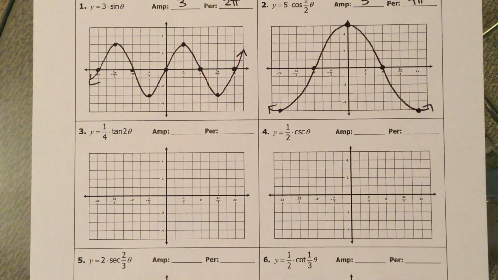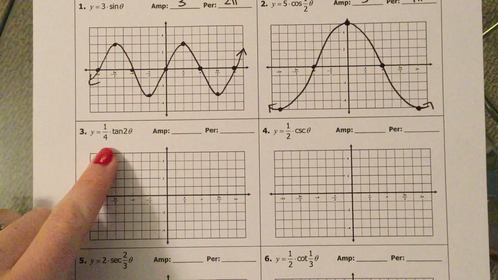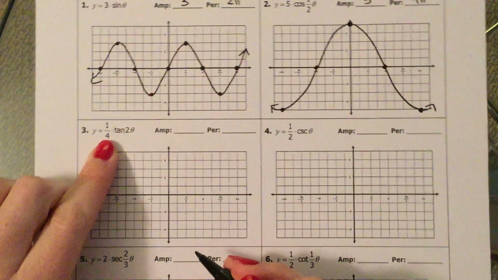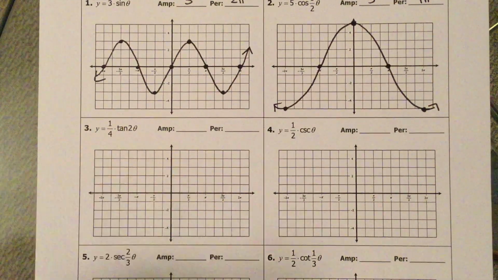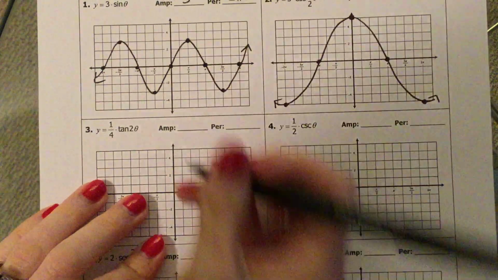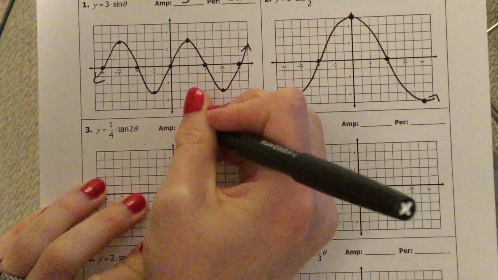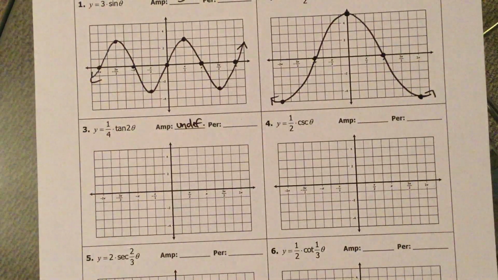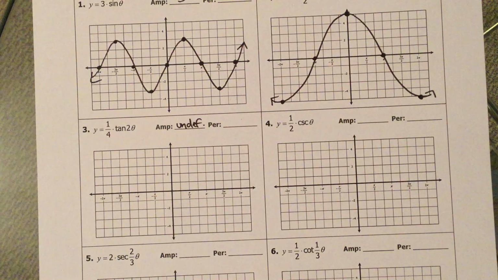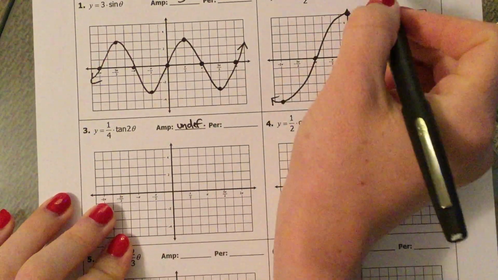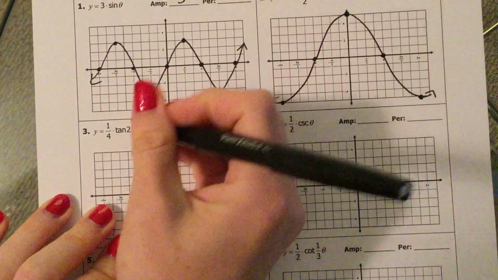Number 3, we've got a tangent function. The amplitude, remember, is always undefined. This is really tempting to write down, but it's not actually an amplitude, it's just a vertical compression, and you'll see how that affects our graph. We say amplitude is undefined because we've got a whole bunch of vertical asymptotes. And the period is just pi for tangent divided by 2.